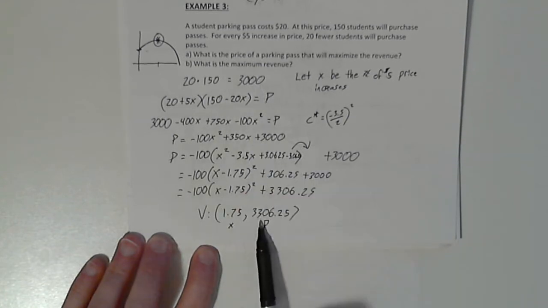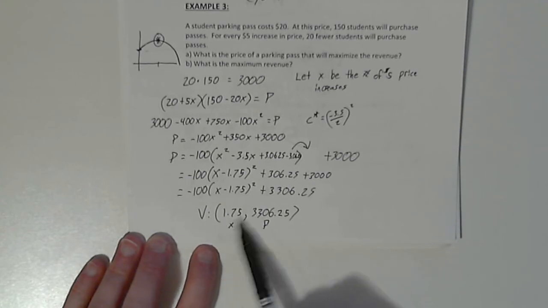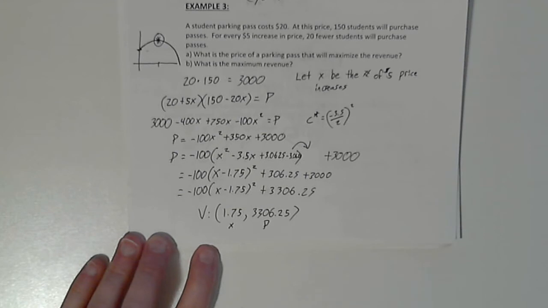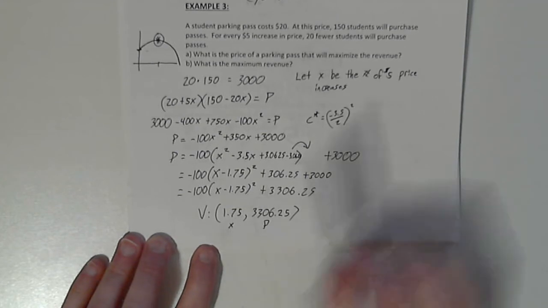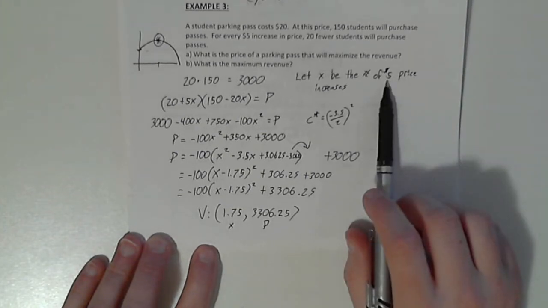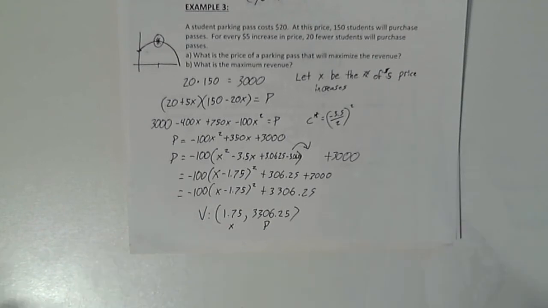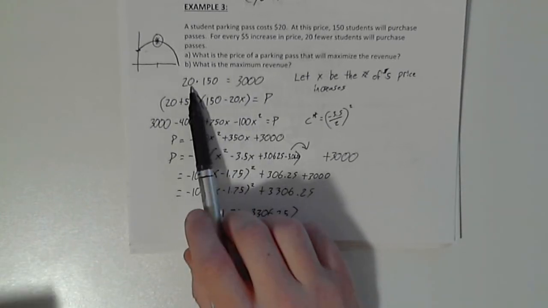The maximum revenue is going to be $3,306.25. What does this represent, though? We're not going to be selling parking passes for $1.75. This is the number of $5 price increases. So how much has the price actually gone up by? 5 times 1.75 is $8.75. So we've actually increased the price by $8.75. And the price started at 20.